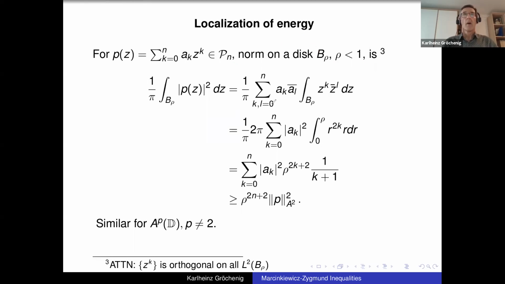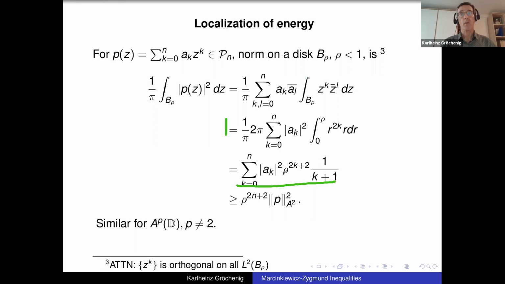Okay, so I plug in the polynomial, work out the sum. I obtain inner product of the monomials. And the point is that monomials are orthogonal on all centered disks, not just on the unit disk, they are orthogonal on all centered disks. So only the term k equal l survives. And you end up with this sum here after doing polar coordinates. So you get the integrals over r to the 2k times r dr. If you work that out, you get 1 over 2k plus 2, cancels with the 2, the pi cancels, and what you obtain is this sum here.